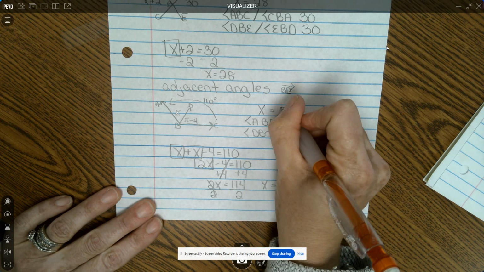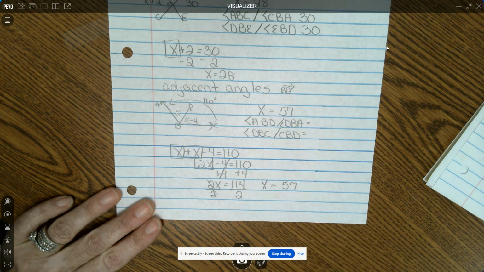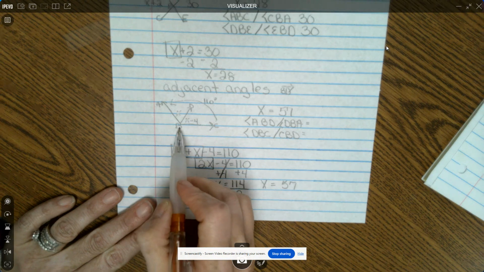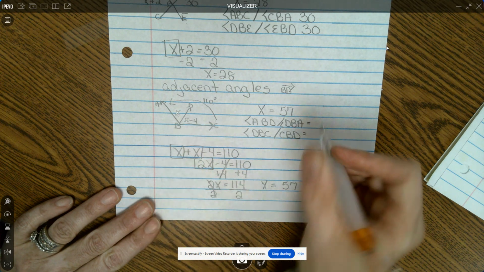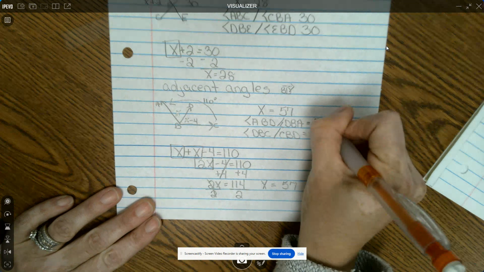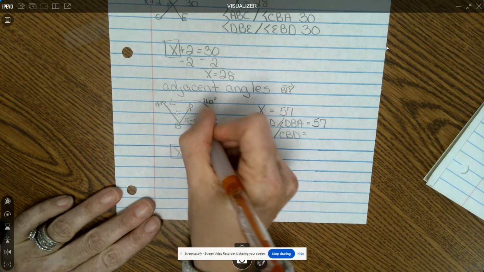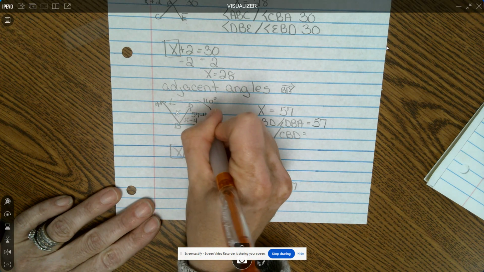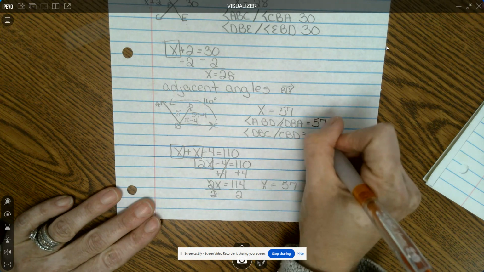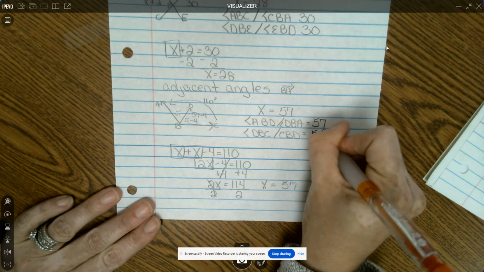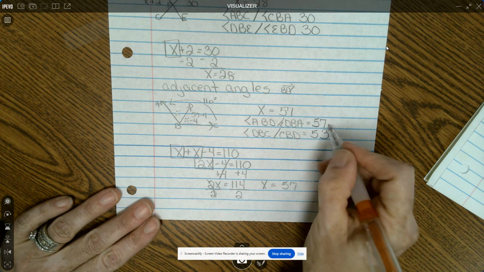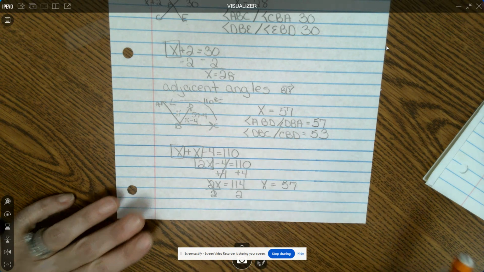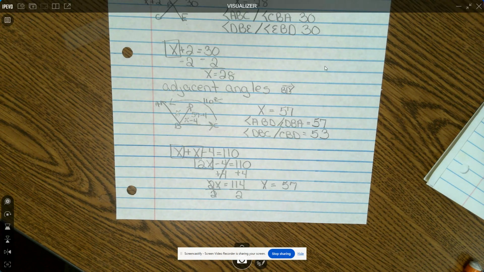All right. If I know that x equals 57, all I'm going to do is substitute. Over here, angle ABD equals what? 57. Here, I see an x, so I'm going to put 57 minus 4. What is 57 minus 4? With your calculators, I can double check my work. 57 plus 53 is what? 110. Boom.